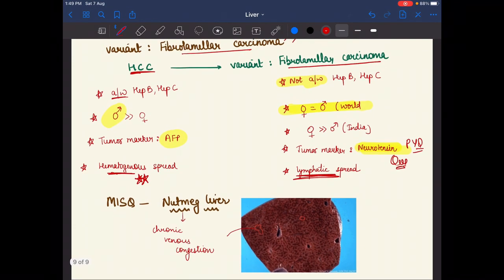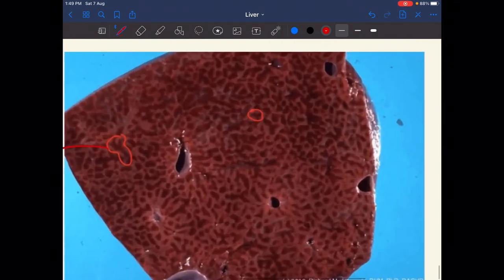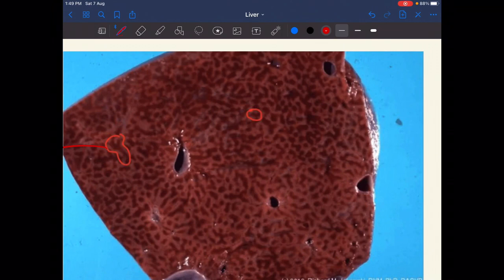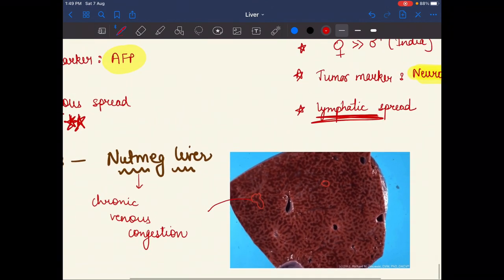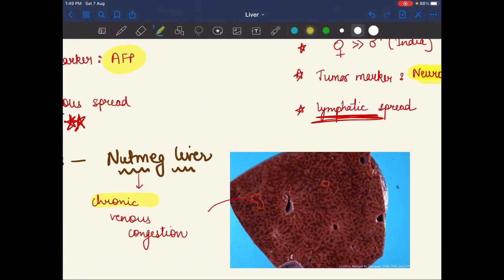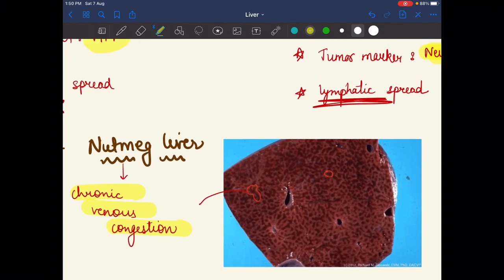Now there is one miscellaneous question: what is the picture of this? So this is a nutmeg liver because there is chronic venous congestion, as we see here. This is the morphology of the nutmeg liver, due to chronic venous congestion.